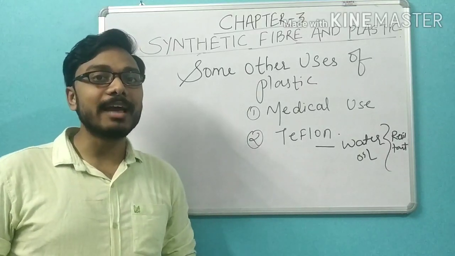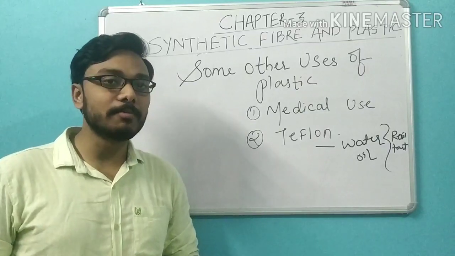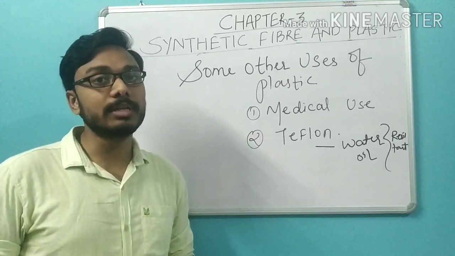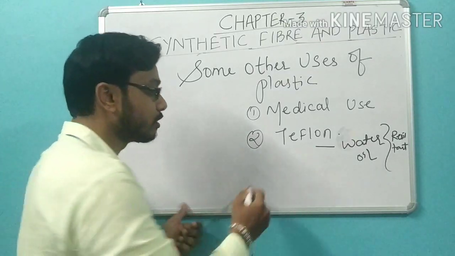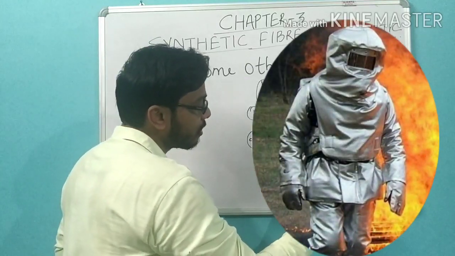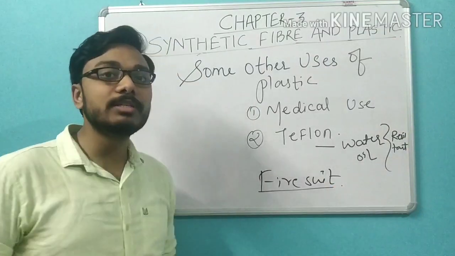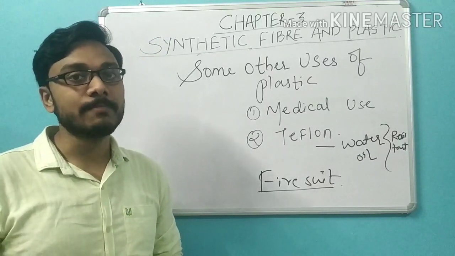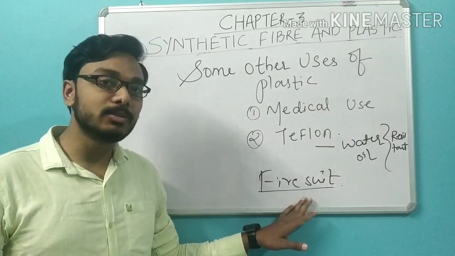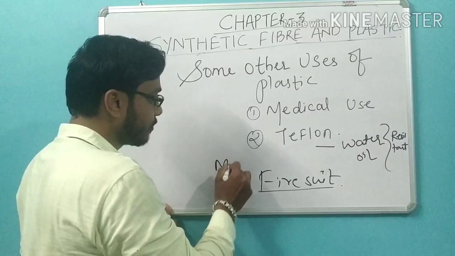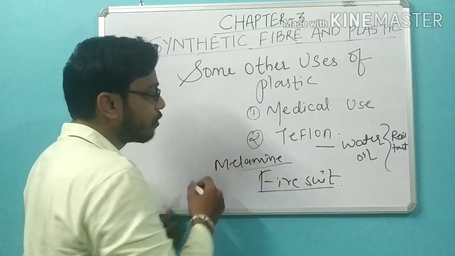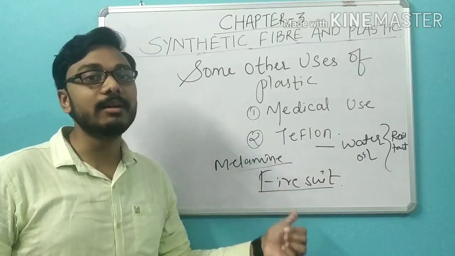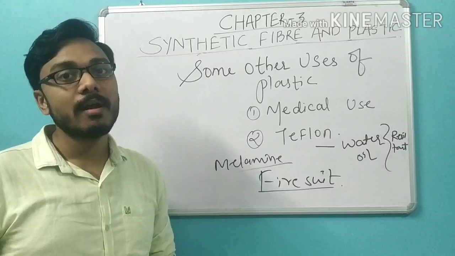After that, the fourth one we have is melamine, which we have already discussed in thermosetting plastic. That melamine is mostly used in the coating of fire suits. You might know about the fire suit. A fire suit is worn by firemen for extinguishing fires in different areas. Those persons have a suit coated with melamine, which is a fireproof type of plastic. Its coating makes the fire suit fire resistant.